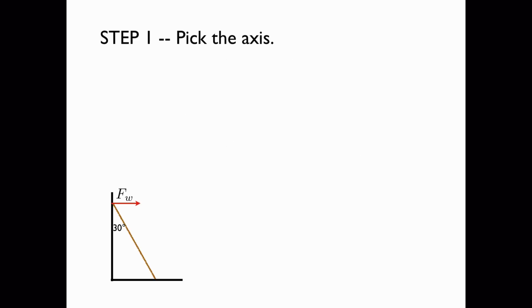Step 1 is to pick an axis. You always have to pick an axis whenever you're balancing torques, and you usually want to pick one that's most convenient to the problem at hand. In this case, we'll pick the point of contact between the stick and the ground, and I'll indicate this with the little circle in the diagram below.